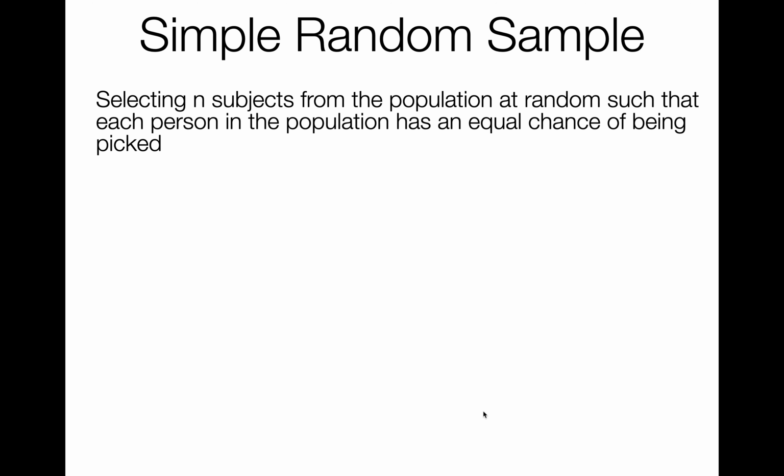The simple random sample is the best that we can do in some sense. A simple random sample is this: I select n subjects from the population, meaning that sampling frame, and I collect them from the population at random, such that each person in the population has an equal chance of being picked. So if my population contains 5,000, then each person will theoretically have a chance of 1 in 5,000 to be picked.